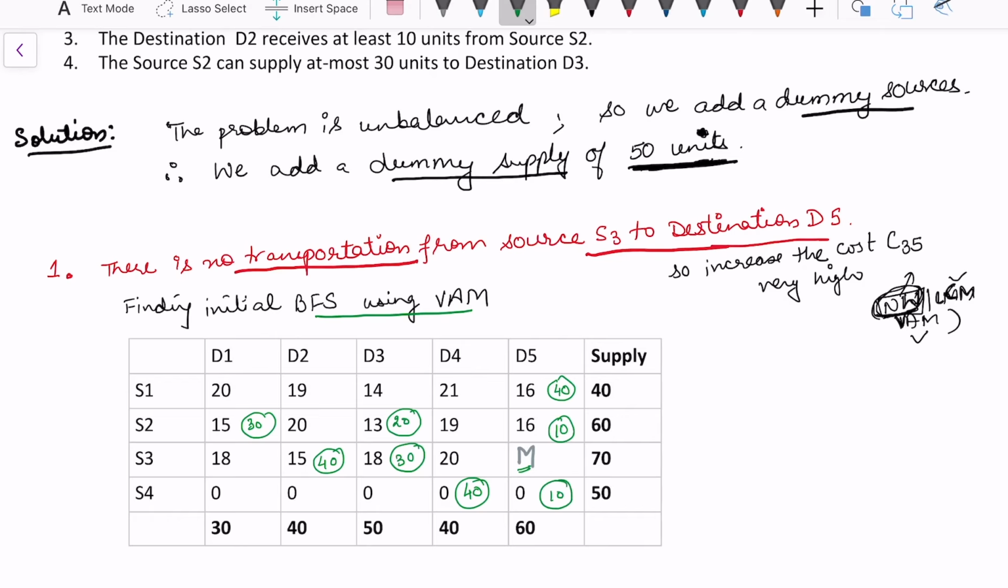Now after the initial BFS, what we need to do is apply the UV method. For the UV method, I need to calculate ui and vj. We know how we calculate ui and vj. This is done with the help of the basic cells. So with the help of the basic cells, I have calculated these: V1 is 15, V2 is 10, V3 is 13, V4 is 16, and V5 is 16.